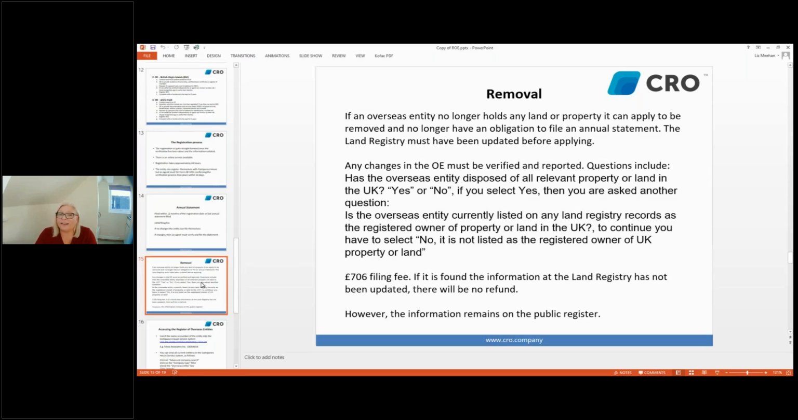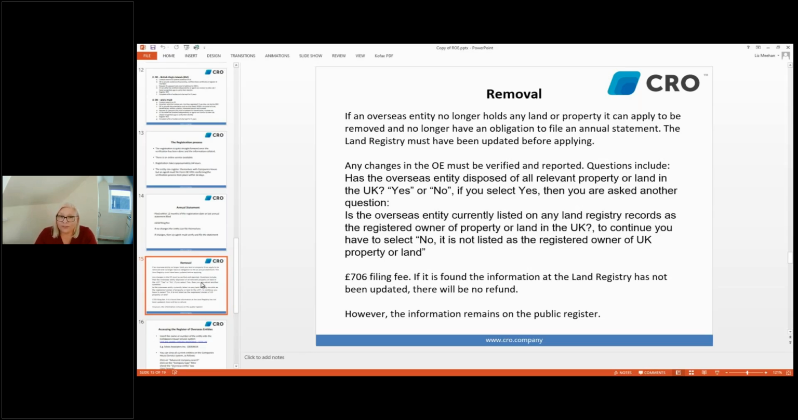The Land Registry can take quite a while to update their records, and if they're still showing the overseas entity as the owner and they apply to be removed, and the filing fee for that is £706, then they'll reject the application because Companies House check with the Land Registry and there's no refund allowed. So it's really important that you check with the Land Registry first.